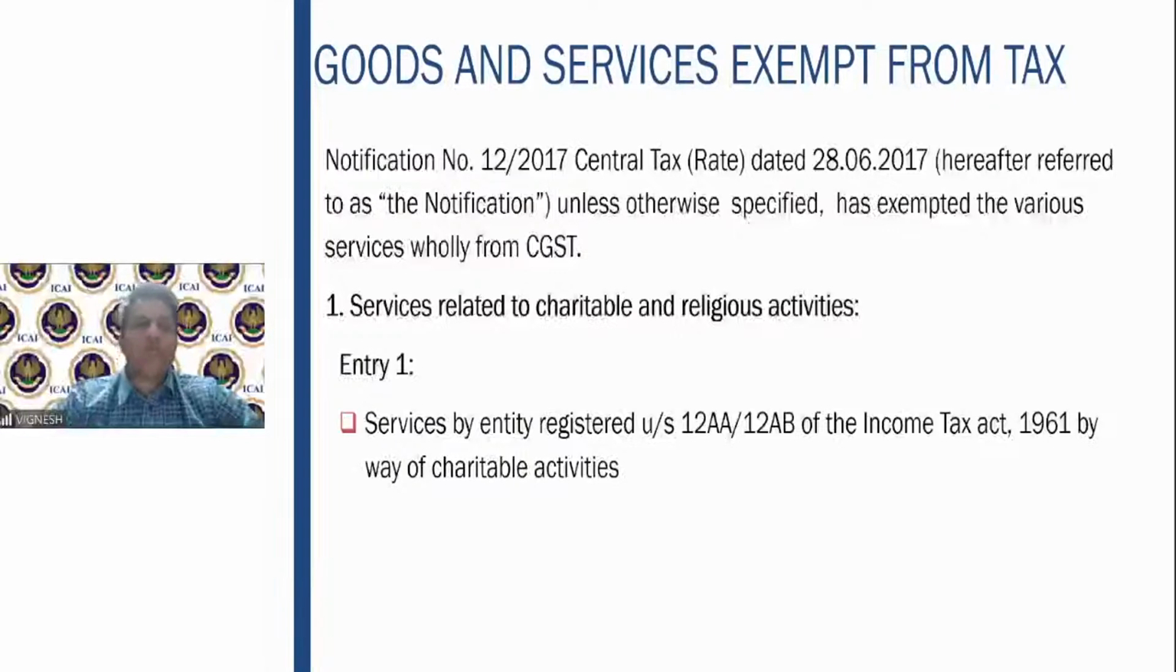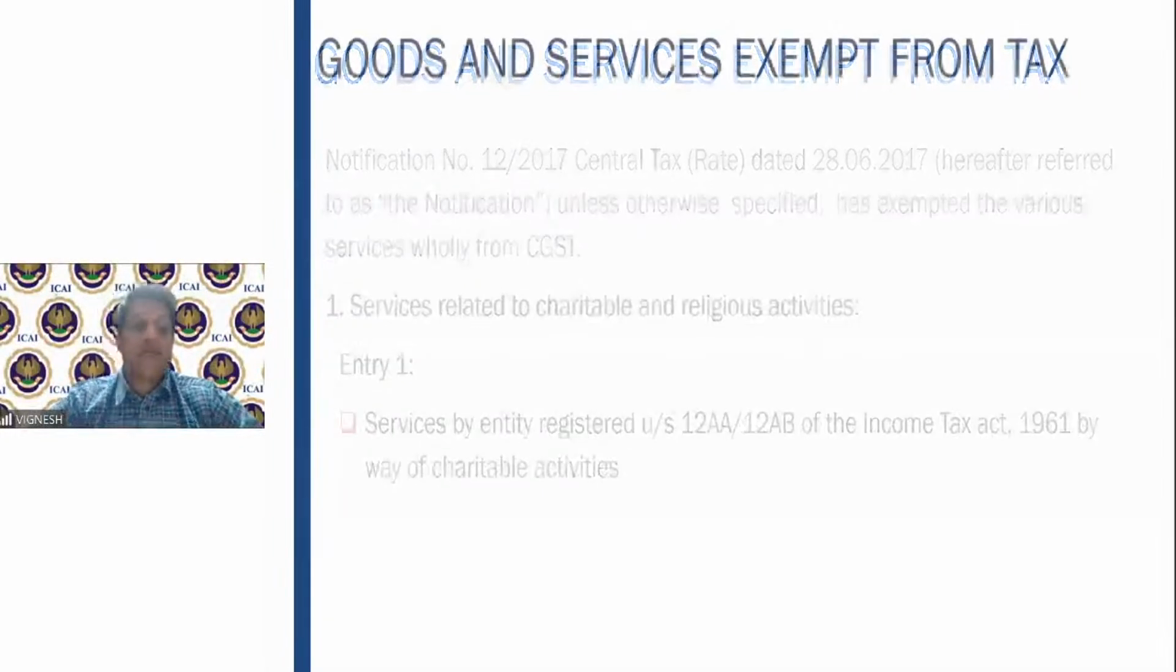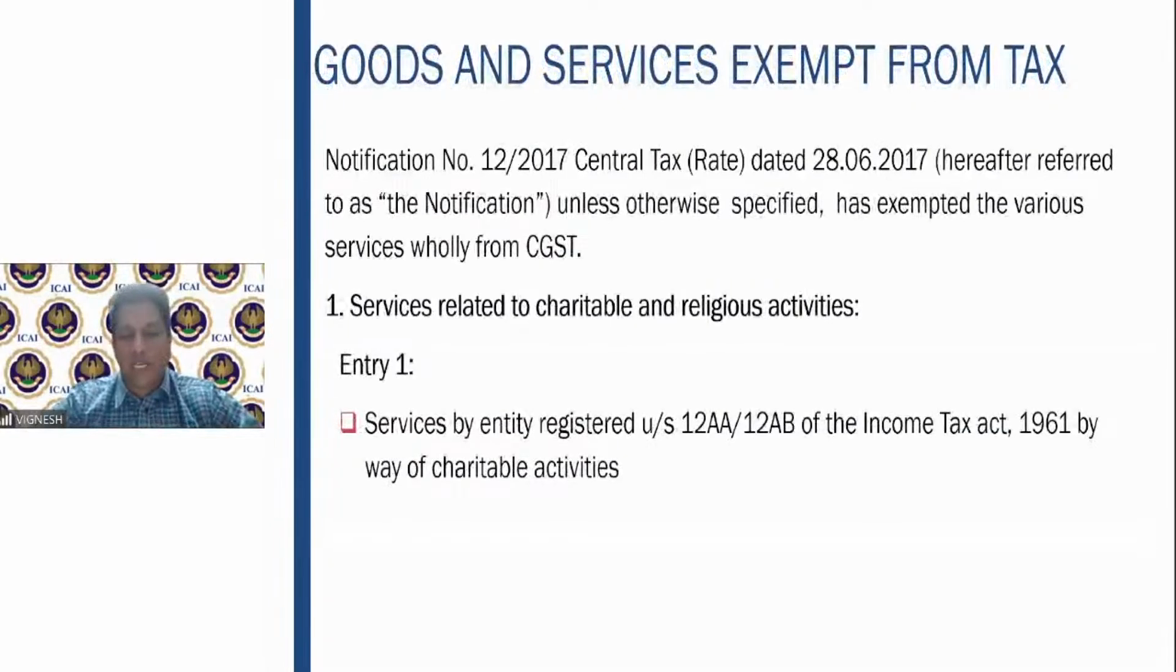Notification 12/2017, dated 28th June 2017. In that, the first one, please make a note of it: services related to charitable and religious activities. So we are going to cover it section by section. Services related to charitable and religious activities, agriculture related services, healthcare related services, education services, and all the other miscellaneous services which are there. Fine. So first entry, you don't need to remember the number of the entry. It is just given for your understanding.